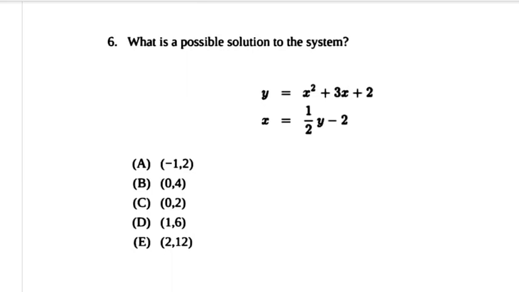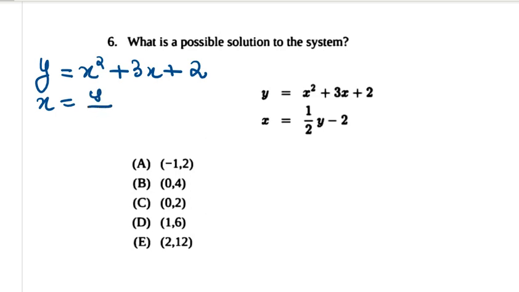Our next question is given as question number 6. Let's solve this question. This question looks very, very promising. It says, what is the possible solution to the given system? So let's do the first one. The first equation is given as y is equal to x square plus 3x plus 2, and x is given as y by 2.